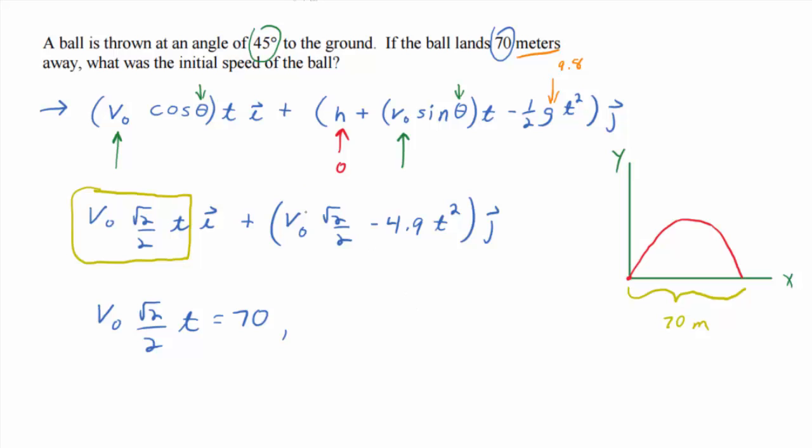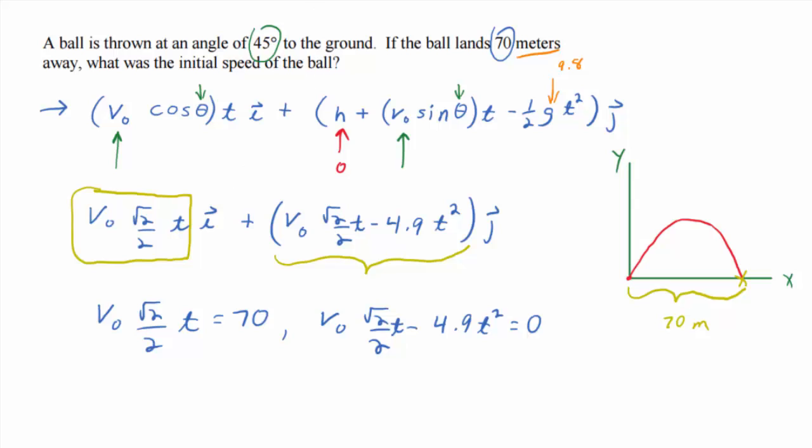But we can also do something with the j component, because we know the height here is 0, again assuming flat ground, and the j component gives the height. So let's set the j component equal to 0. v naught radical 2 over 2 t minus 4.9 t squared equals 0. By the way, I should have had a t right there. And we've got ourselves a system of equations, and we can solve it.